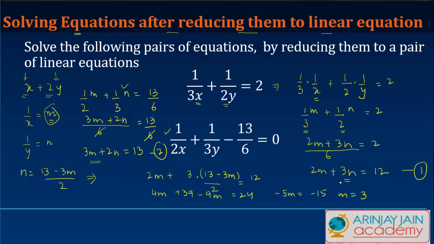If m is equal to 3, what is the value of n that we get? What is the value of n? n is 13 minus 3m, which is 9, divided by 2, or 2. So the value of n you get is 2. The value of m that you get is 3, right?